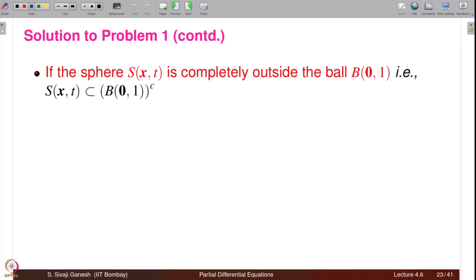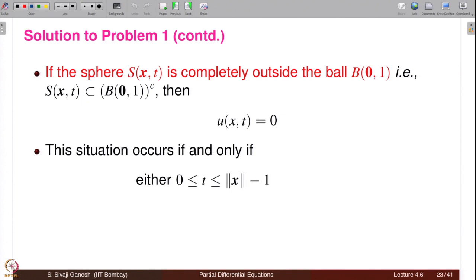Then in that case u(x,t) is 0 because the intersection is the empty set. The integral is taken on a domain which is the empty set, so the integral is 0. And this situation occurs either if t is less than or equal to norm x minus 1 or when t is bigger than 1 plus norm x. So, please deduce this from the picture, draw the picture and you can deduce this, okay.